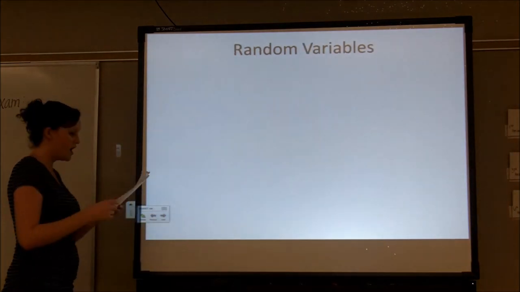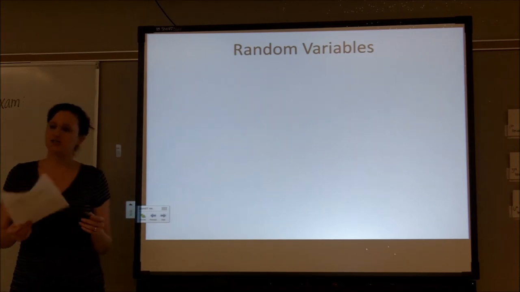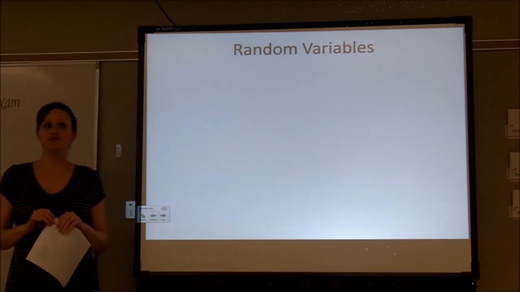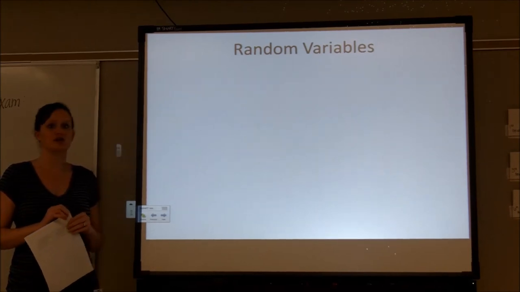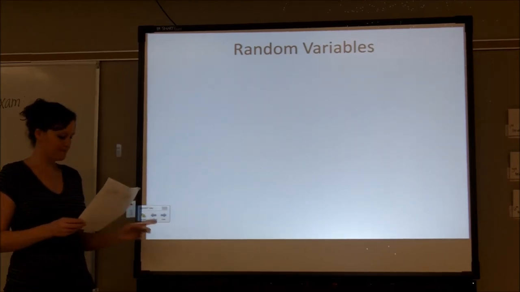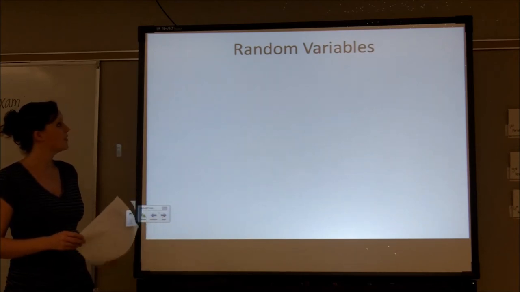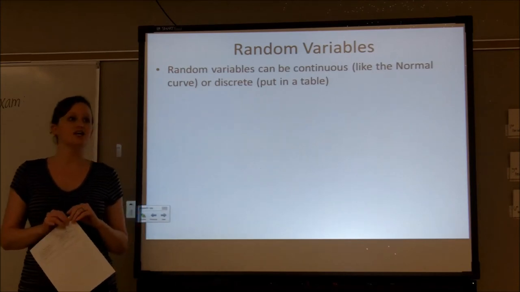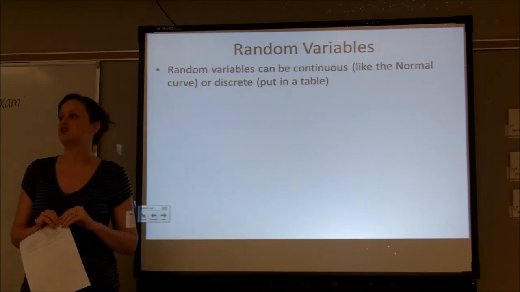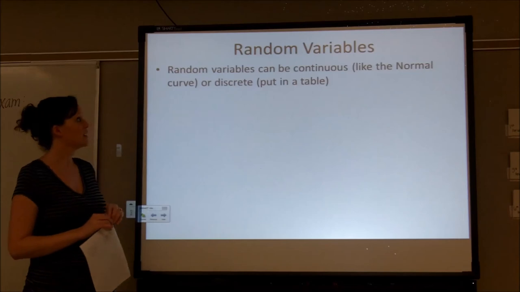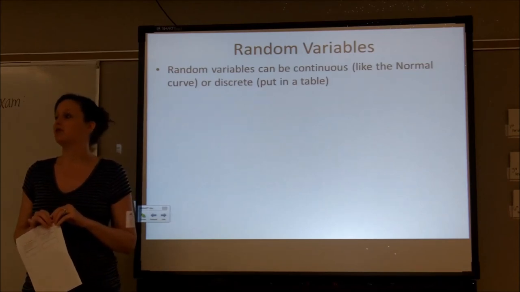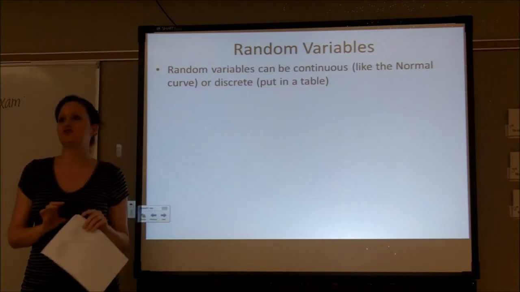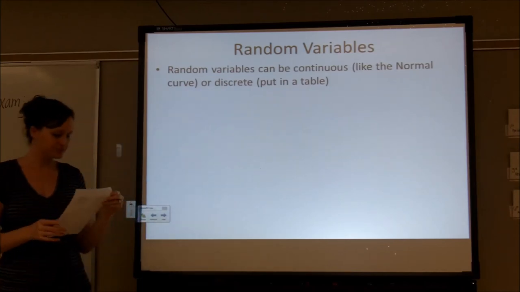Okay. Alrighty. The last subtopic I wanted to talk about was random variables. This was chapter 7. So I went a little out of order because binomial and geometric was actually chapter 8. Random variables can either be continuous or discrete. An example of a continuous random variable is the normal distribution. Discrete random variables, we put them in a table, right? Certain outcomes, and then we put the probabilities associated with those outcomes in the second row.